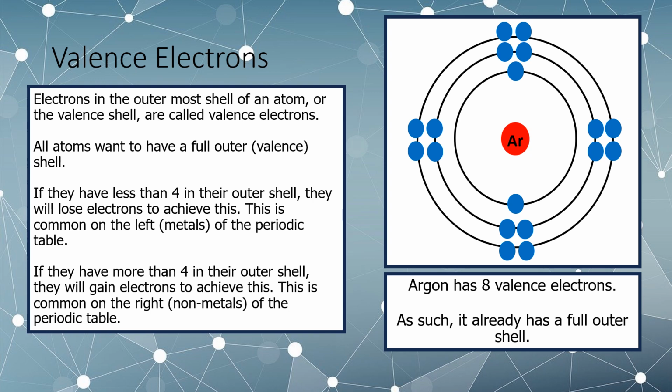If they have less than 4 in their outer shell, they will lose electrons to achieve this. This is common on the left-hand side of the periodic table, or the metals in the periodic table. If they have more than 4 in their outer shell, they will gain electrons to achieve this. This is common on the right-hand side of the periodic table, so the non-metals on the periodic table. Our example we used before, argon, has 8 valence electrons already. As such, it already has a full outer shell and doesn't need to gain or lose electrons to achieve its full outer shell.